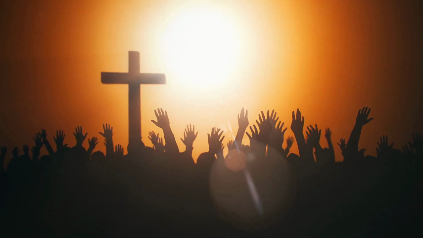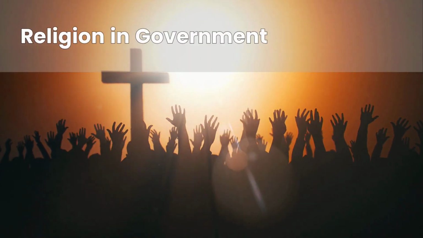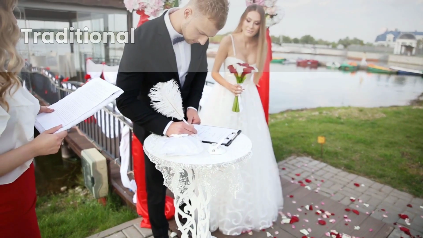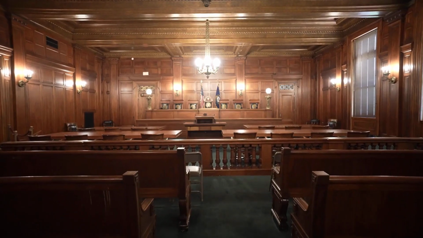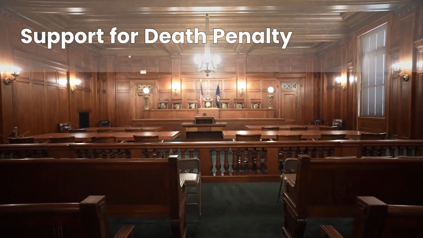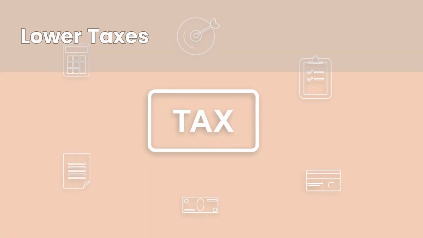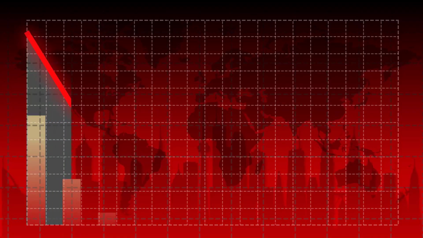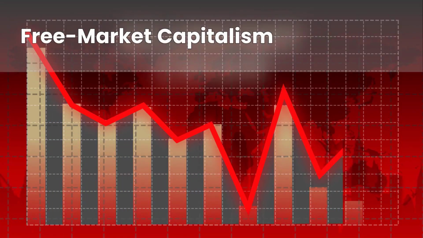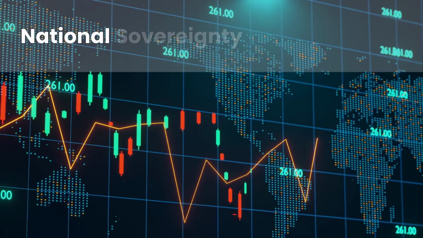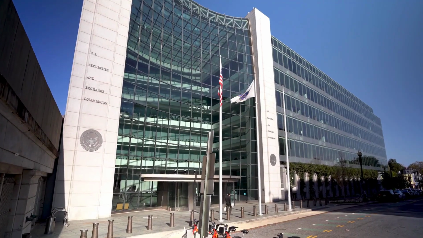Expanded healthcare access. Right: integration of religious values in government. Traditional definition of marriage. Support for the death penalty in some cases. Restricted immigration to preserve national culture. Lower taxes to encourage innovation and entrepreneurship. Support for free market capitalism. National sovereignty over globalism. Limited government regulation.